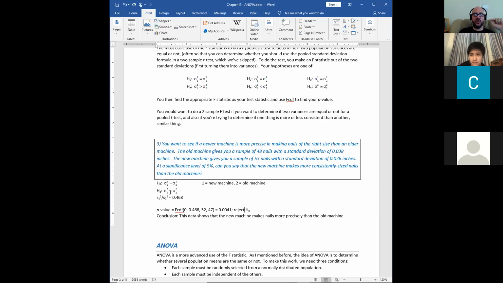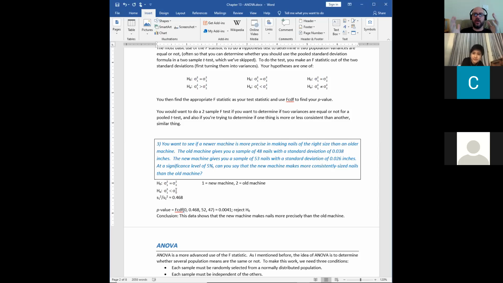I'm just trying to think of which direction you'd be going. If you did S2 over S1, you would be going to the right in that case. If we wanted to test, say, that S2 is bigger than S1, or that sigma 2 is bigger than sigma 1, just be careful with that.